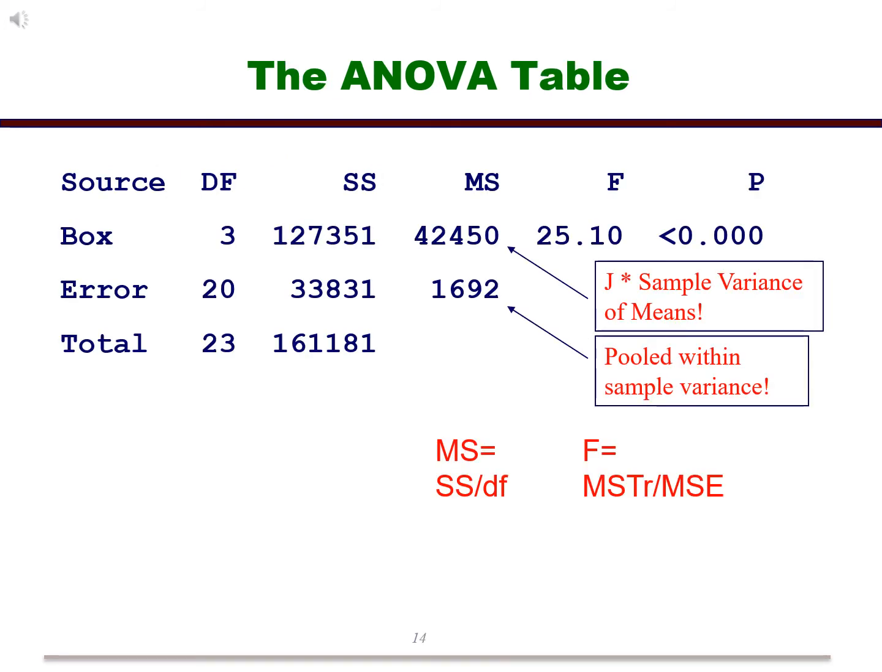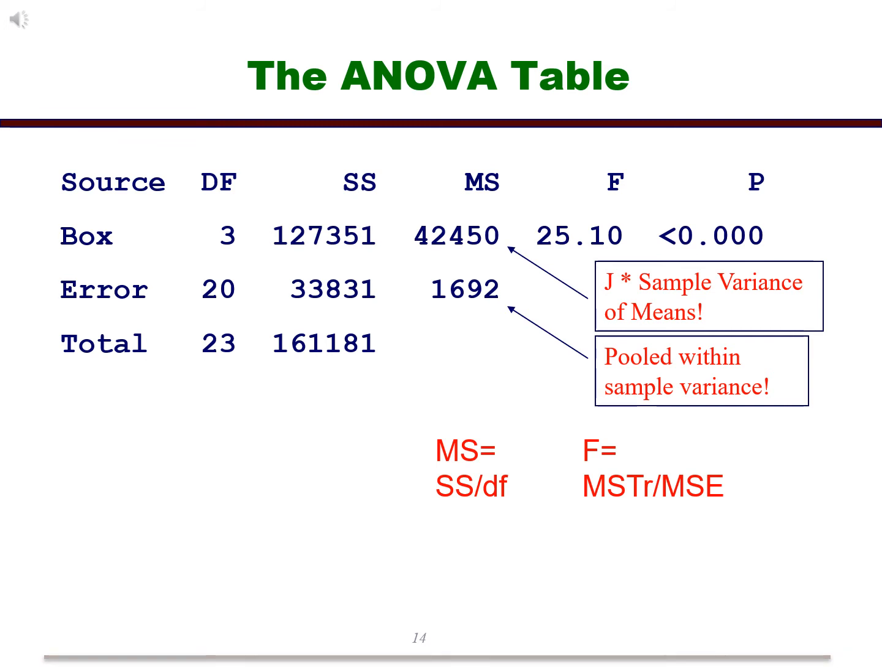This table is commonly referred to as the ANOVA Table. Here we can see that the mean square for treatment is just the sums of squares of treatment divided by the degrees of freedom for treatment. Similarly, the mean square for error is just the sums of squares error divided by the degrees of freedom for error. But those are the same mean squares we saw before.